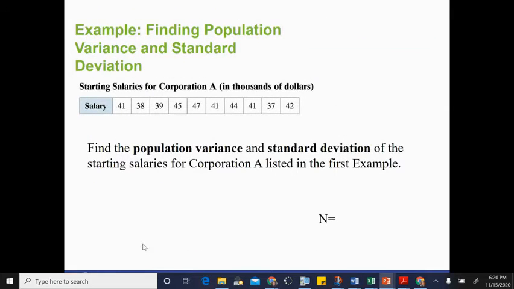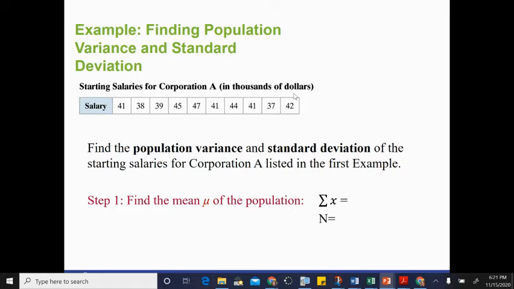So if we go to that corporation salaries, and we just look at corporation A, we find the population variance and standard deviation of those salaries in corporation A from that first example. First, step 1, we have to find the mean. And this is a sample mean, right? This was a sample. Sorry, my bad. This was the whole population. This was everybody's starting salaries. And so we're going to use the mu.